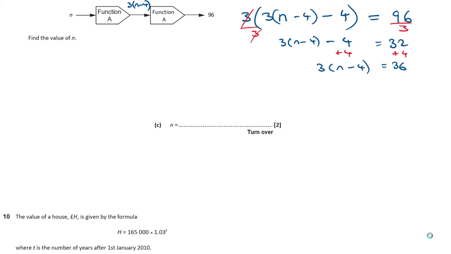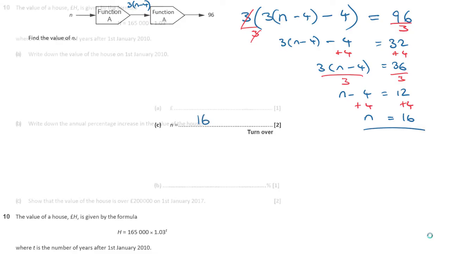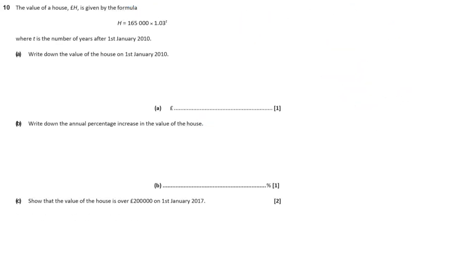Now what? Okay, now again, dividing through by 3 to get rid of that other 3. That's going to give me n minus 4 is equal to 12. And then adding 4 to both sides. Going to get n is equal to 16. Okay, n is 16.